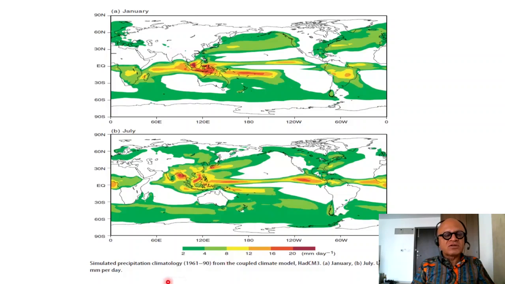So here is a model simulated precipitation climatology 1961 to 1990 from the coupled climate model HadCM3 from the UK Met Office for January and July, units in millimeter per day. So without comparing directly to the other models, I can tell you that this model does better than many other models, even though it has coarser resolution than many other models. So it has some things that work very well as a whole to make it better.